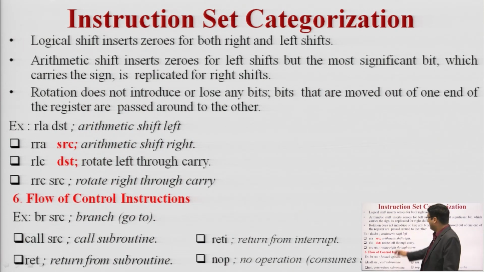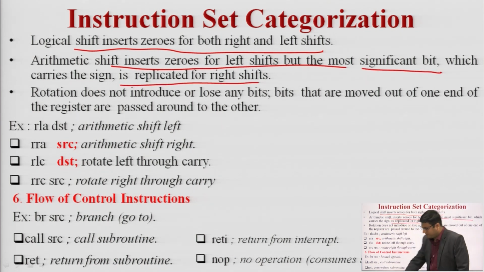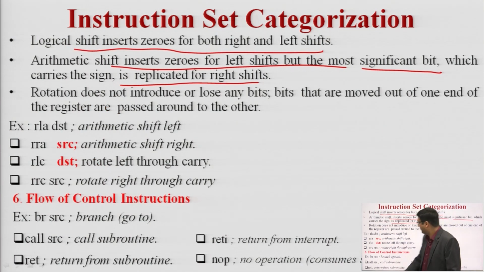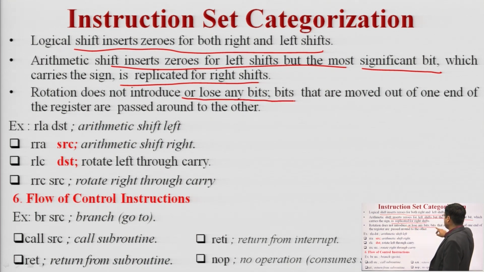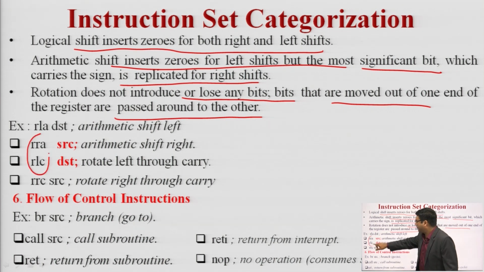Now some more detailed explanation. Logical shift inserts 0 for both right and left, as we have seen. Arithmetic shift inserts 0 for left shift, but for the right shift the MSB, which carries the sign, is replicated. The same value will be repeated. Rotation does not introduce or lose any bits. If we are rotating something, there will be no effect on the bits. We will not lose any bits that are moved out of one end of the register, as they are passed around to the other. These are carried out by RRA, RRC, and RLC: rotate right arithmetic, rotate right through carry, and rotate left through carry.